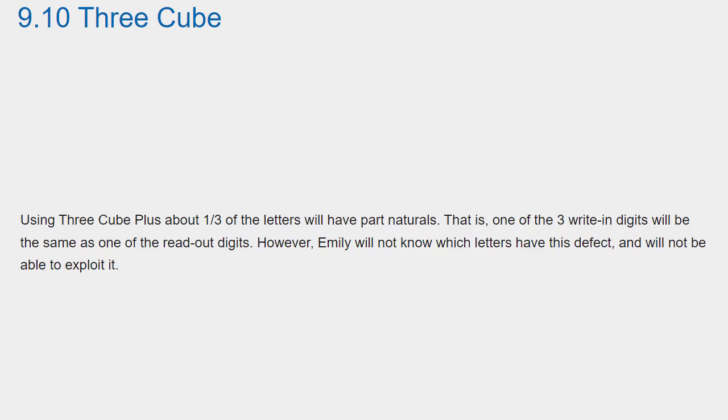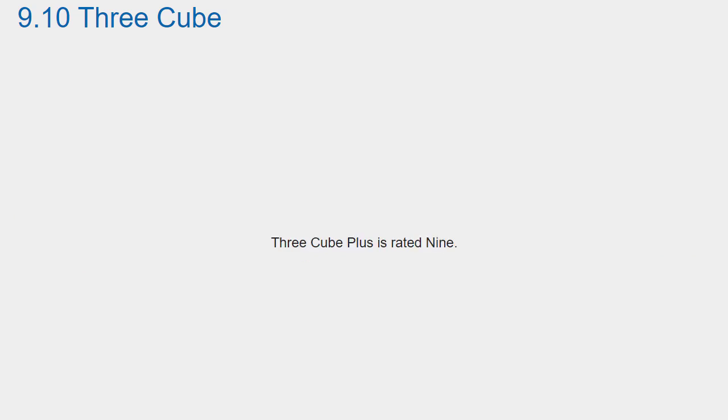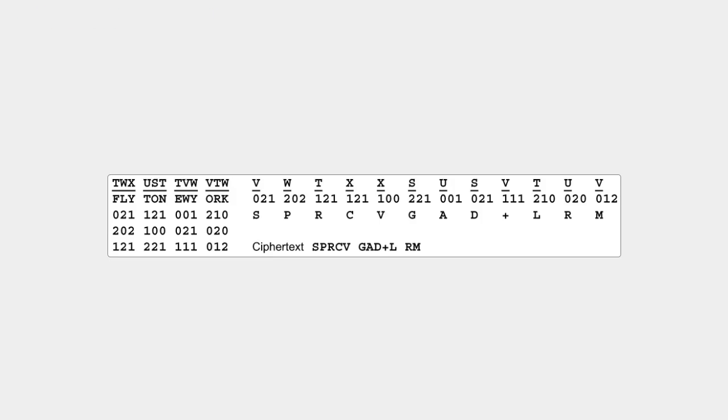Using 3 cube plus, about 1/3 of the letters will have part naturals. That is, one of the 3 write-in digits will be the same as one of the readout digits. However, Emily will not know which letters have this defect and will not be able to exploit it. 3 cube plus is rated 9. So, you might well be saying, is it possible to nudge the rating up to 10 without making the cipher too complex for hand use?